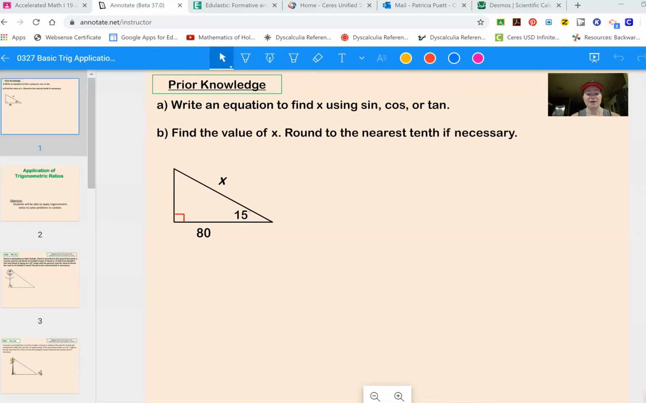Completely up to you. So when it comes to the prior knowledge, we're going to write an equation to find x using sine, cosine, or tangent, and then we are going to find x and round to the nearest tenth. Step one, you're setting up the trig function. Step two, you're solving it. If you need to, go ahead and pause the video and do it.